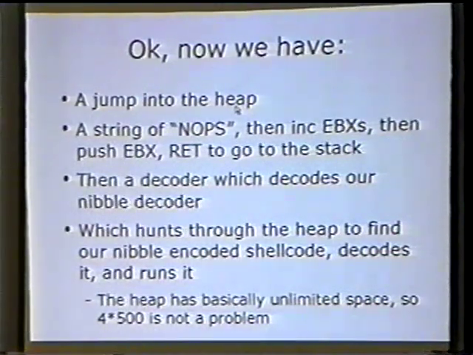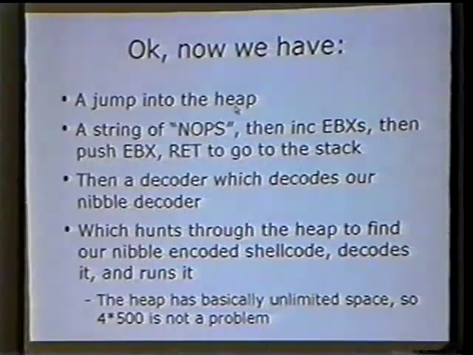We jump into the heap via the exception handler. We then have a string of no-ops that increments EBX. It returns the EBX. It then has a little Unicode decoder, which was the work of a week, but ends up only decoding a tiny little nibble decoder. It then hunts through the heap to find the nibble encoded shellcode, then re-decodes that and runs it.